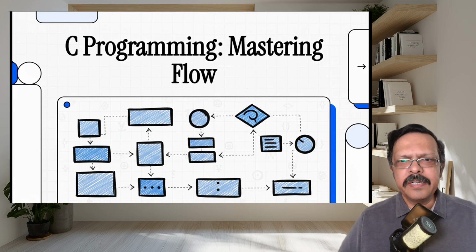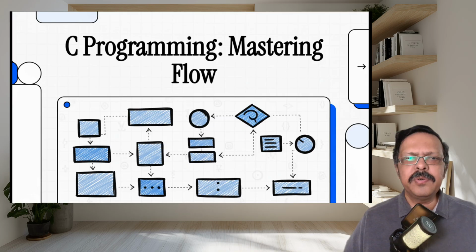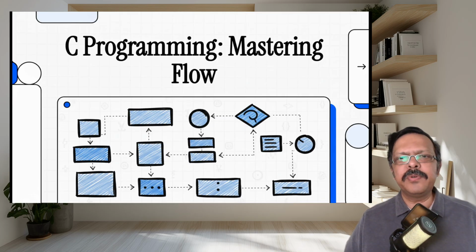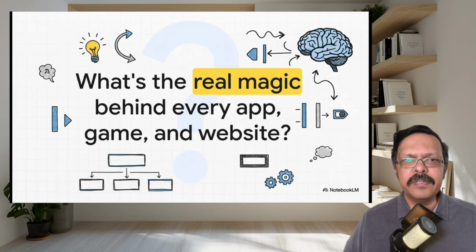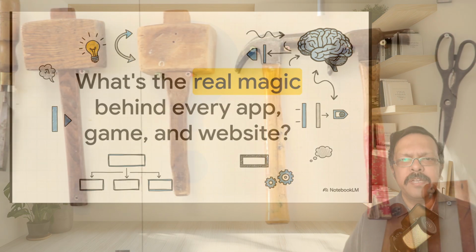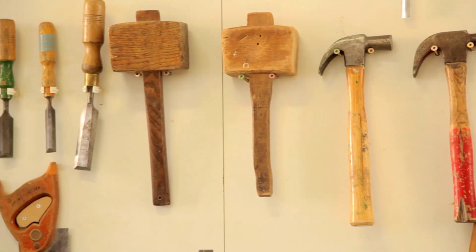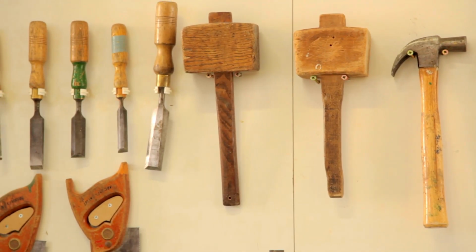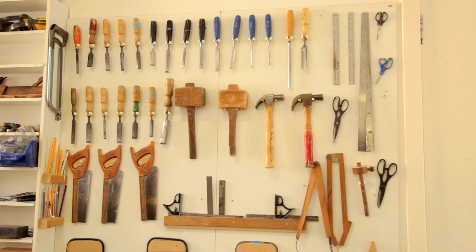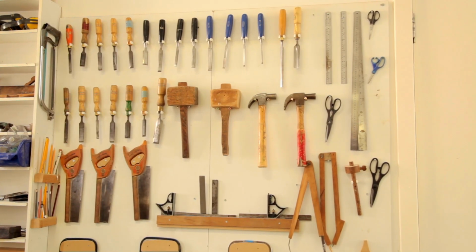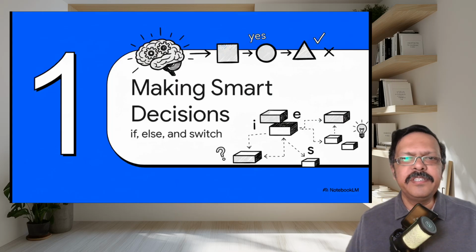Today we are going to look at how a C program actually thinks. Because writing code isn't just about listing instructions. It's also about controlling which instructions run, when they run, and why they run. This episode is all about learning the tools that give your code a brain: decision making, repetition, structure, and it even gives us a glimpse into memory level control. So let's get started. The first topic is conditional logic, teaching code to make decisions.